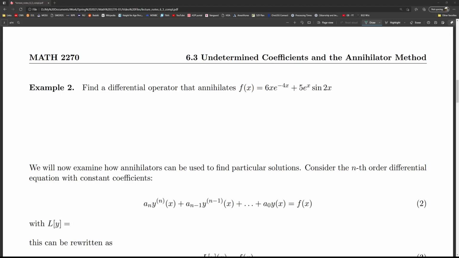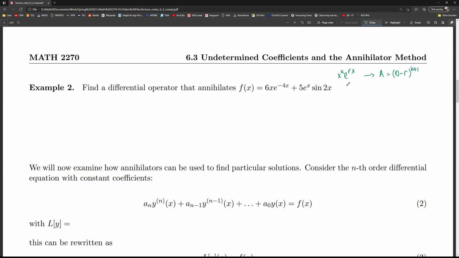Find a differential operator that annihilates f of x equals 6x e to the power negative 4x plus 5 e to the power x sine of 2x. So the annihilators that we want to use are the annihilator for x to the power k e to the power rx. The annihilator for that is (D minus r) to the power k plus 1.